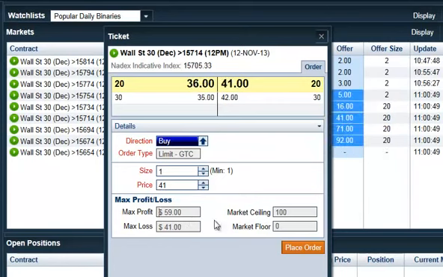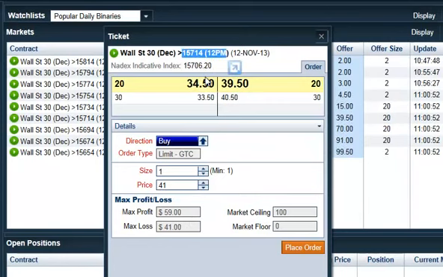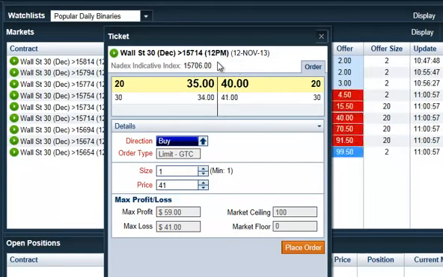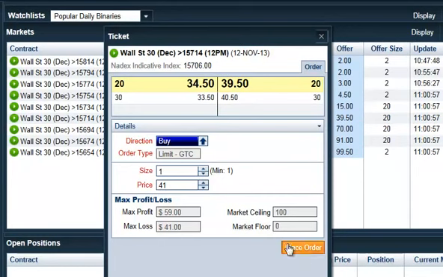Now I would only win this trade if the market closed above 15,714. So if the market didn't close above that, I would lose my particular trade. And then the next thing you would do is just place the order, and you would own that particular trade.